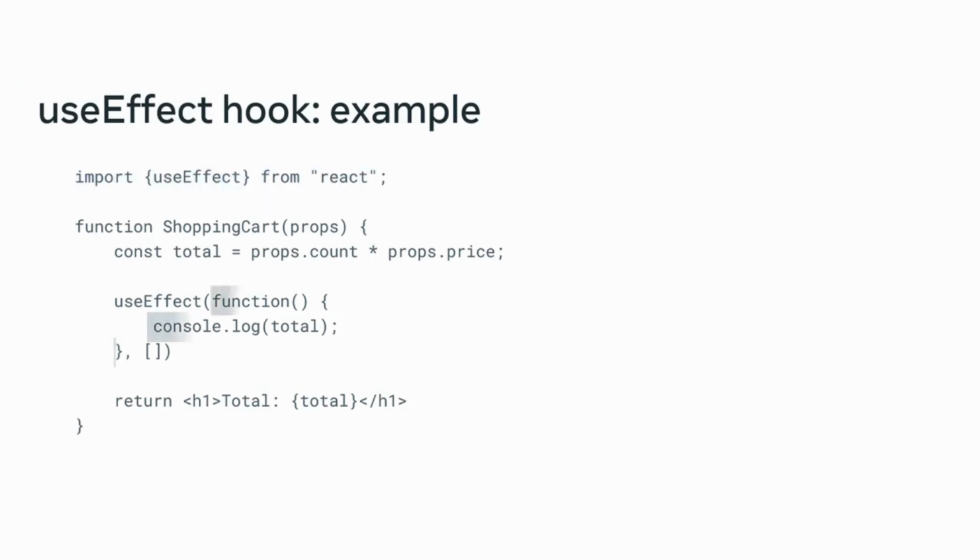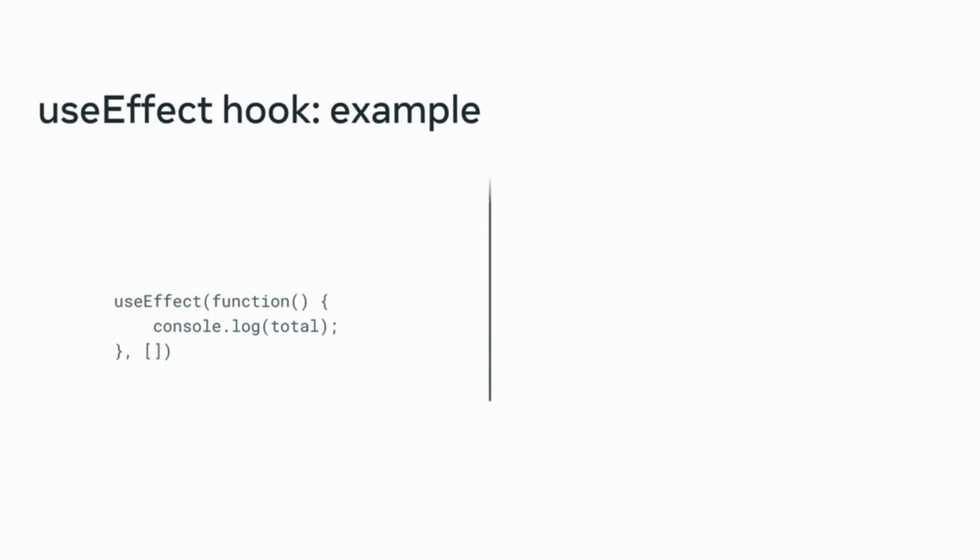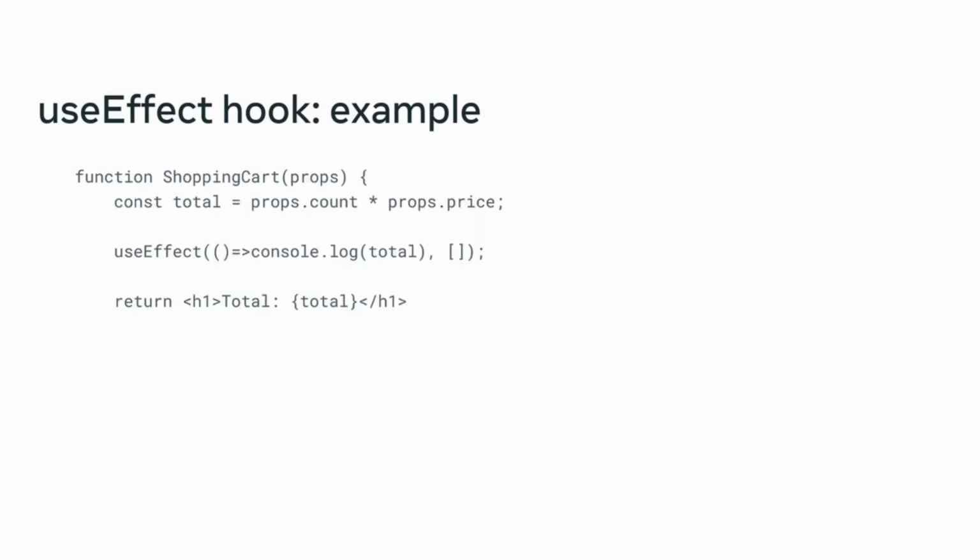The useEffect hook works by accepting two parameters. The first is a callback function. The second parameter is an array. This array can be kept empty, which is perfectly valid. While the syntax is valid, it's common to use an arrow function as the first argument of the invocation of the useEffect hook.